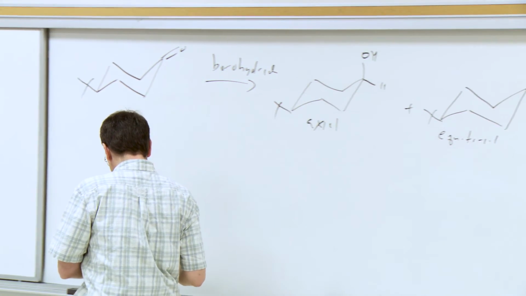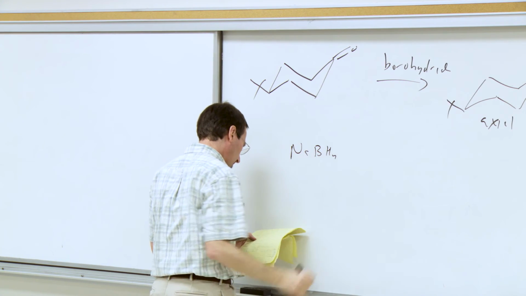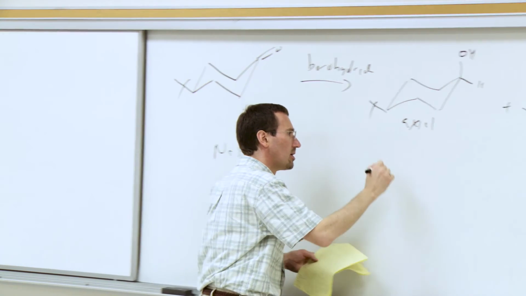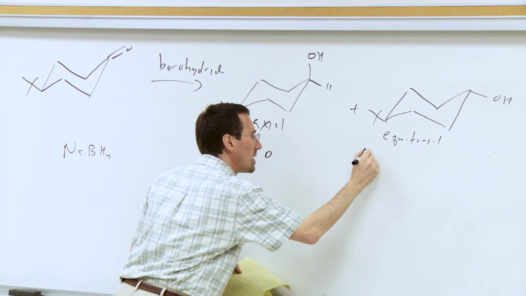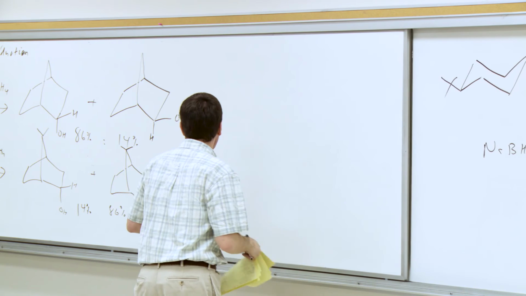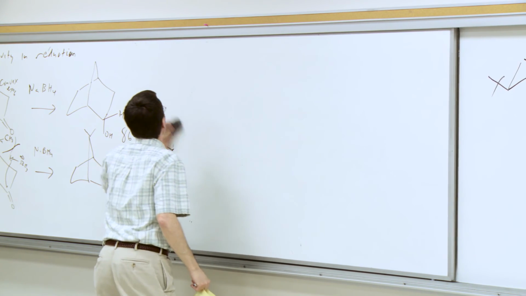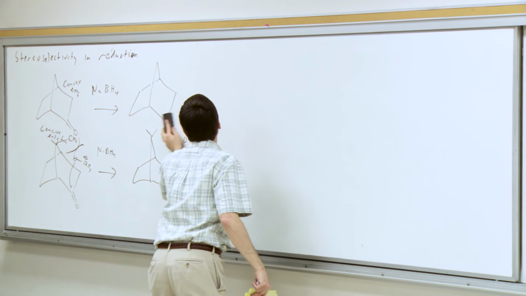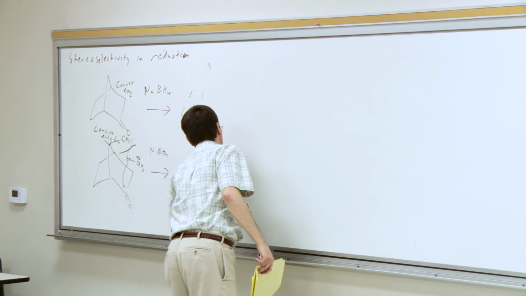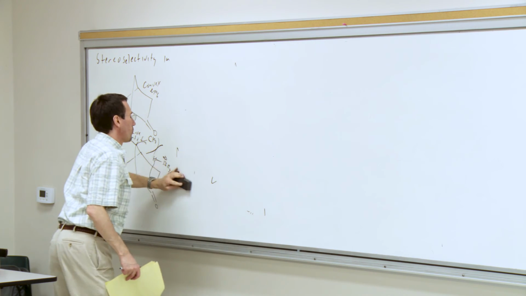And if you take sodium borohydride and carry out this reaction, you get 20 to 80 stereoselectivity. And you can imagine that you've got factors going both ways here.